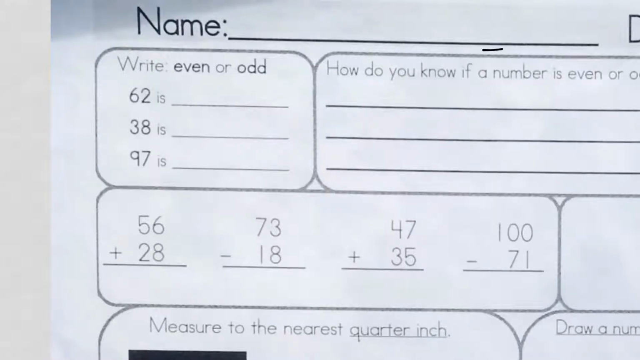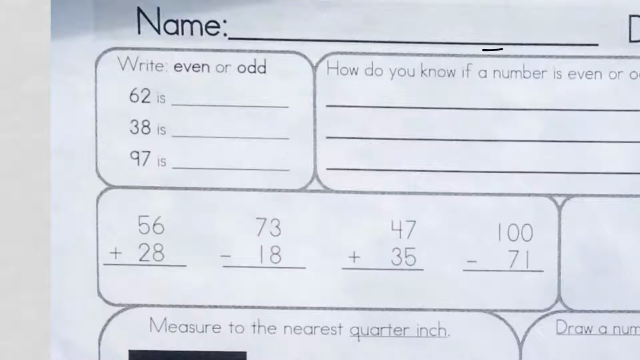Okay, third grade, we're going to get started. This is week 4, day 3. I did have to handwrite in day 3 because I accidentally cut it off when I was making the copy. So we're going to get started right away.